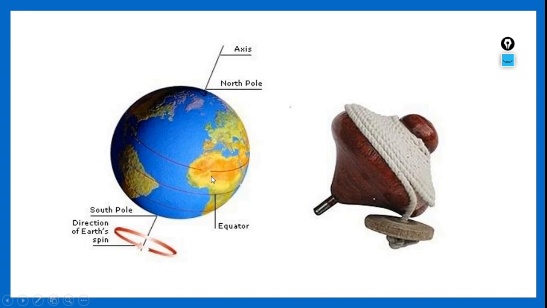So by taking the symmetric top example, we can also explain the movement of the earth. If you observe, this is the equator, at the bottom we have the south pole, and upwards we have the north pole. Let us say this is the axis of rotation of the earth. The direction of the earth's spin is this. In the same way as the top rotates as well as precesses, the earth rotates around itself and also precesses around the sun.